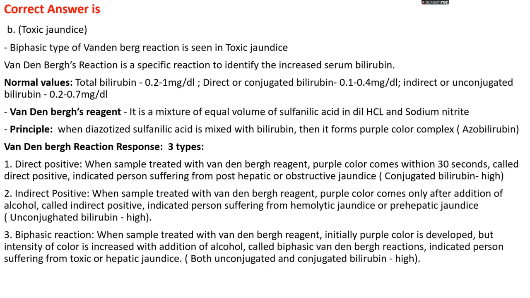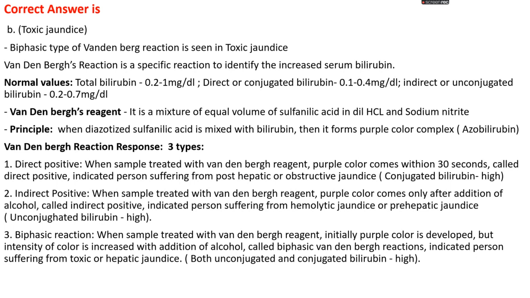And Van den Bergh reagent is a mixture of equal volumes of sulfanilic acid in dilute HCl and sodium nitrite. The principle involved in the Van den Bergh reaction is that when diazotized sulfanilic acid is mixed with bilirubin, it forms a purple color complex which is known as azobilirubin. After the reaction, we see three types of response of the Van den Bergh reaction.